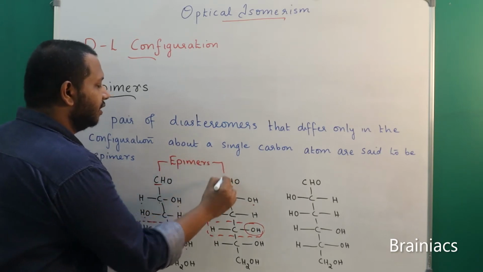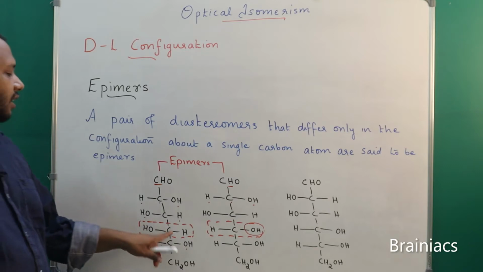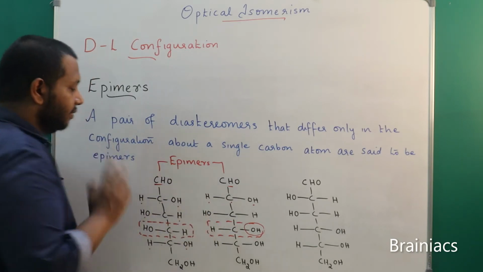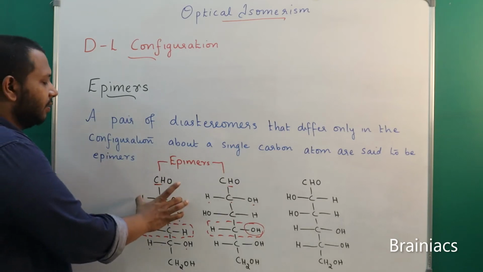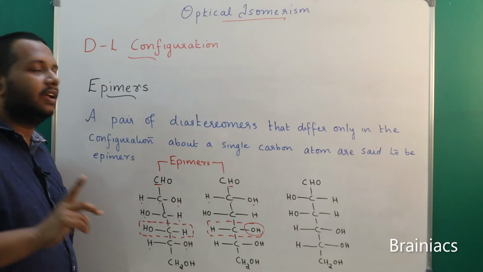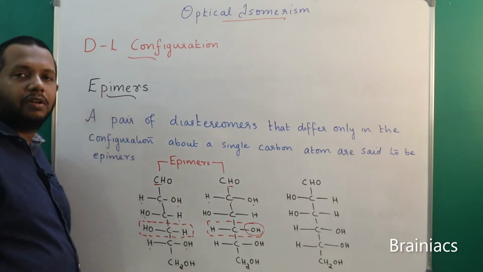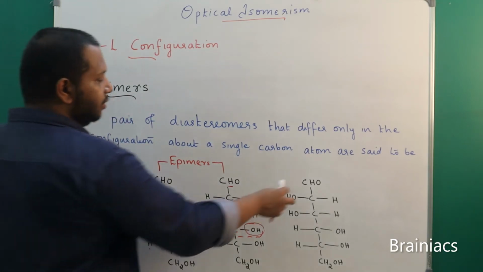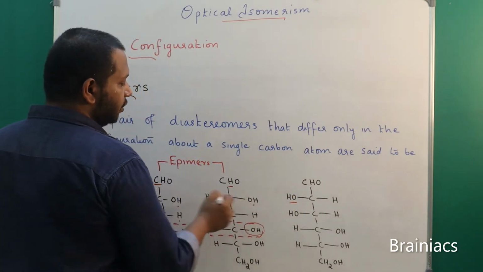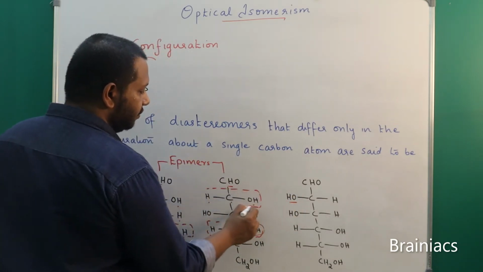Why are we calling that epimers? They differ only in the orientation of H and OH at one chiral center. Everywhere else the position remains the same. If it is only one place they are differing, such a pair is called epimers. Now let us compare this one and this one. Here OH on the left, but here OH on the right. So here it is differing.